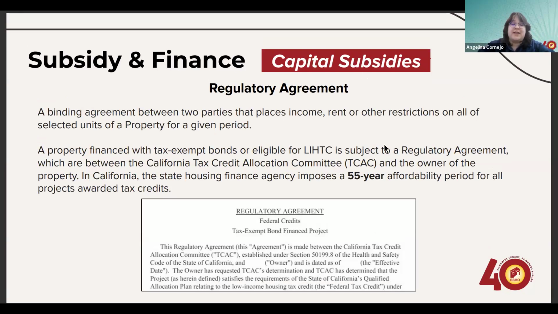So if they do have that LIHTC or specific tax-exempt bonds, anybody who builds a building has to sign on to this regulatory agreement to impose a 55-year period. It has to be affordable for 55 years from when it was signed, so that someone can't just get the LIHTC and then turn around and up the rent. So it would impose affordability for those 55 years.